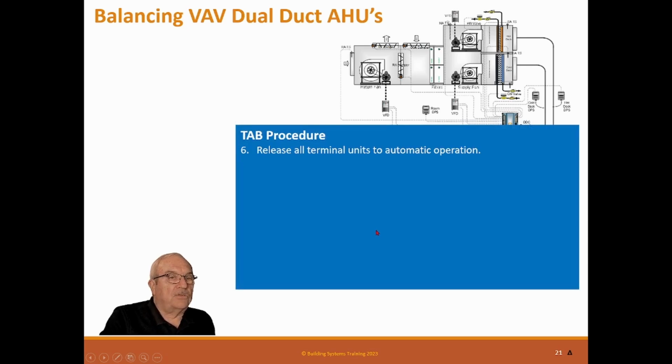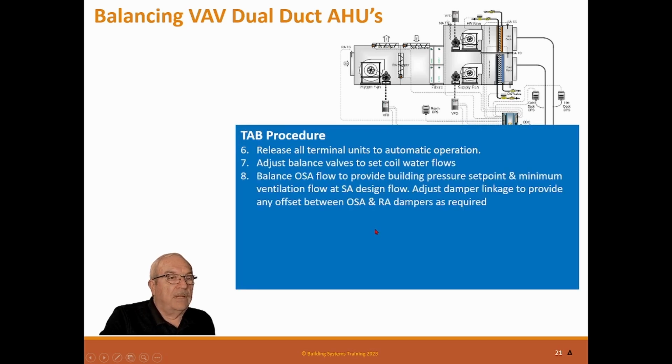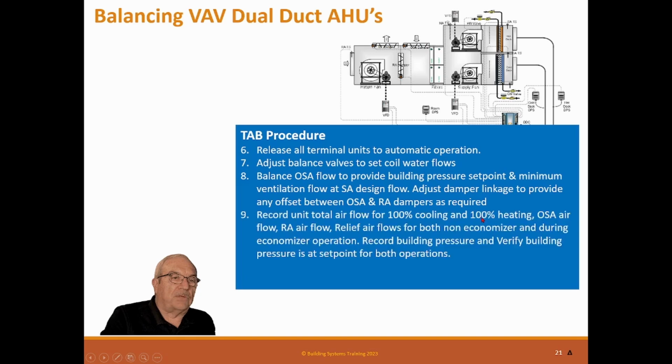Release all terminal units to automatic operation. Adjust the balance valve to set coil water flows. Balance the outside airflow to provide building pressure set point and minimum ventilation flow at the supply air design flow. Adjust damper linkage to provide any offset between outside air and return air damper as required.